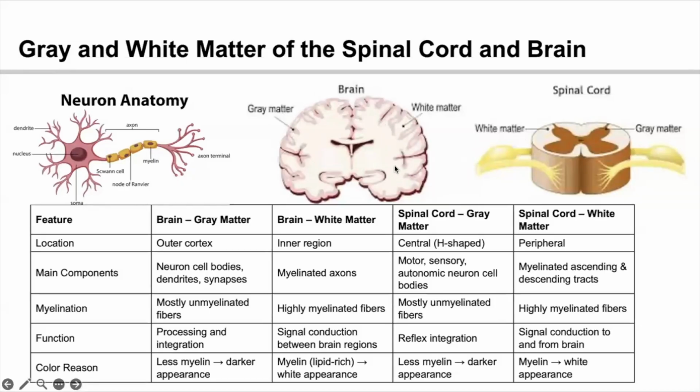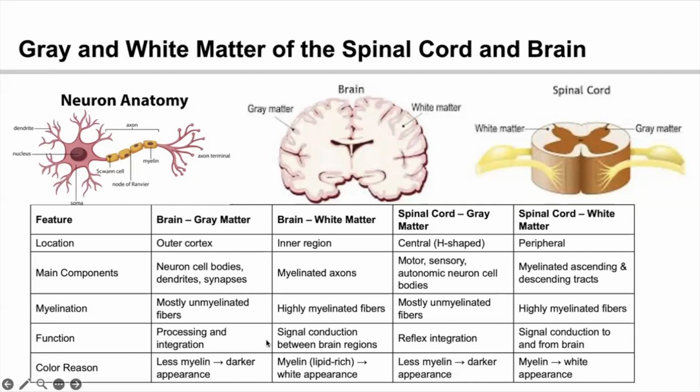If you look at the brain, for example, you can see the gray matter is on the outer part of the brain, which is the cortex. And the inner part of the brain is covered by white matter. In the case of the spinal cord, the inner part, which shows an H-shaped or butterfly-like structure, is the gray matter, and the outer part is the white matter. In both brain and spinal cord, the white matter is mainly because of myelinated neurons, and the gray matter is unmyelinated neurons.